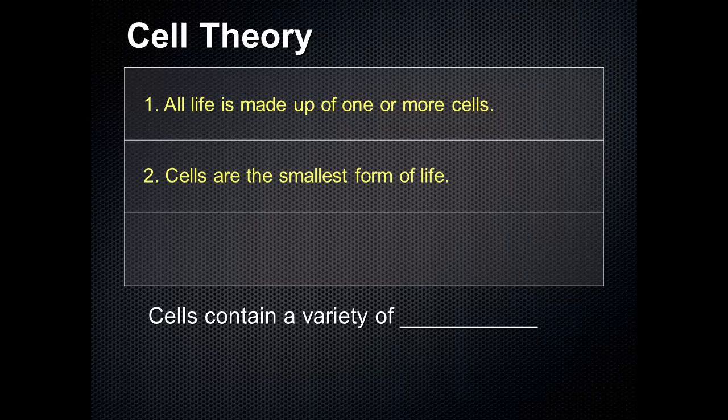The second part says that cells are the smallest form of life. You can't have anything that's a living organism that's smaller than a cell. A cell is the smallest form of life.